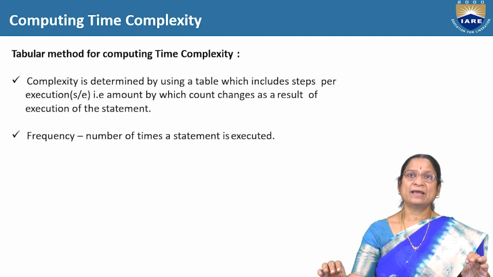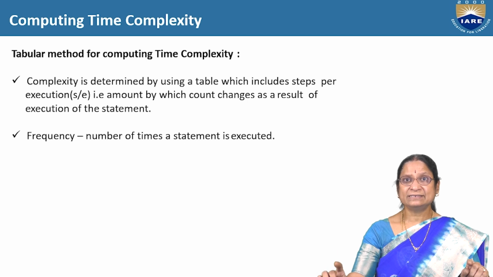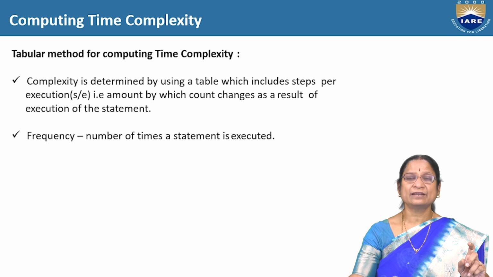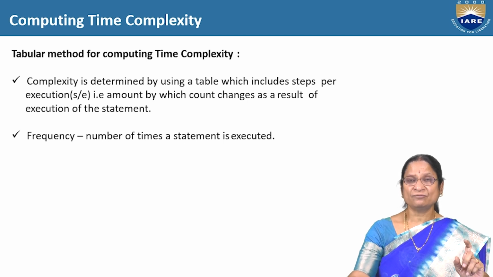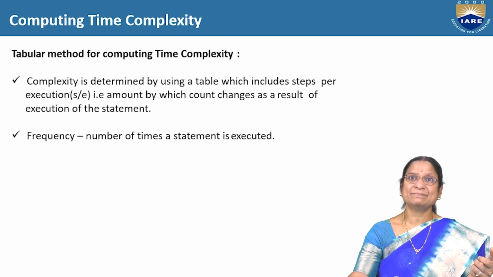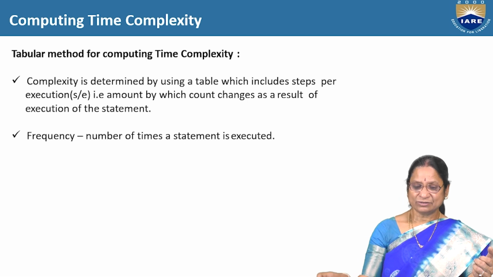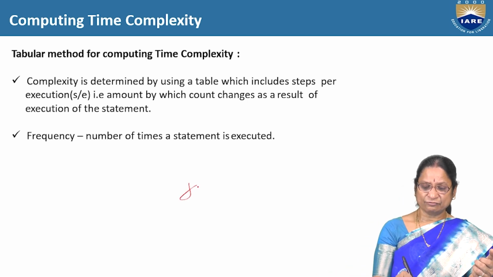Based upon this, what happens? We will count the number of statements that get executed. Remember, not the physical number, but the executed number. For example, I am using for I is equal to 1 to n, print I. How many times does this print I execute? N times it executes.